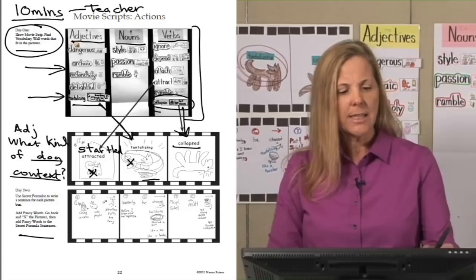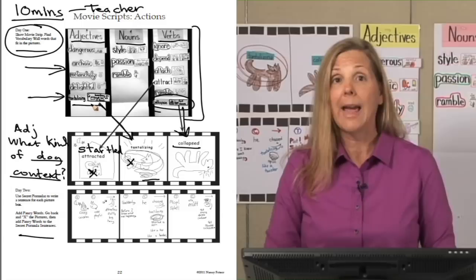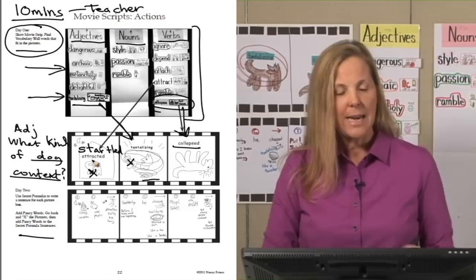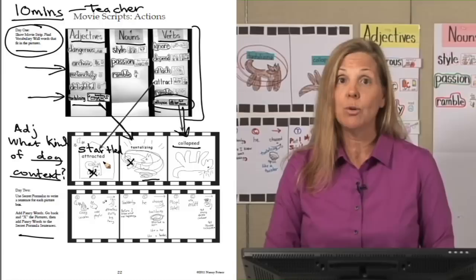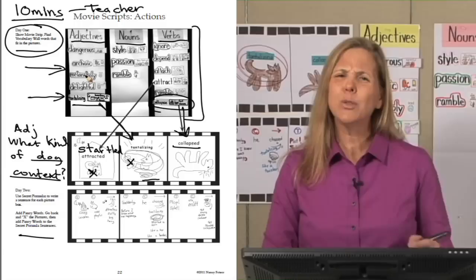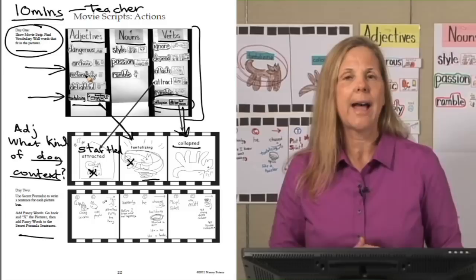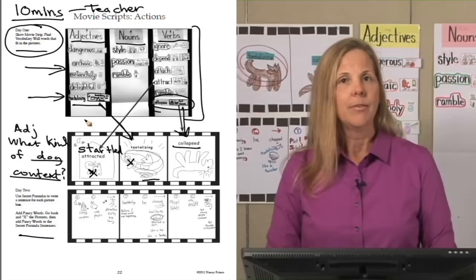So let's say that we had a vocabulary word like silly, crazy, wild. Maybe that might be a word that the students could use. But we didn't really have dangerous, archaic, melancholy, delightful. Those words aren't going to match. And we want to also model that. Oh, that won't work. Those adjectives won't work. They don't make sense in the context of this story.